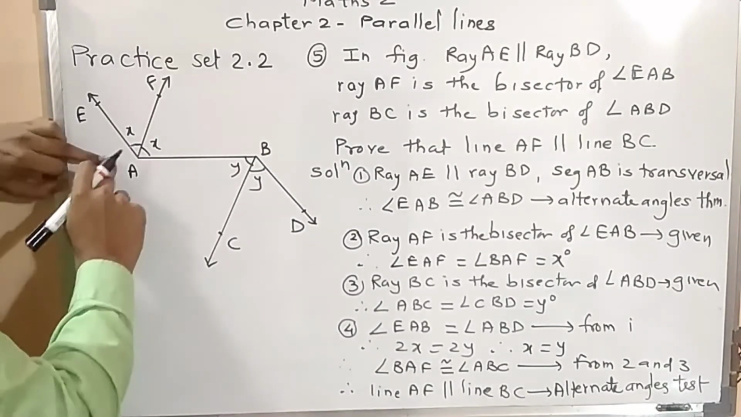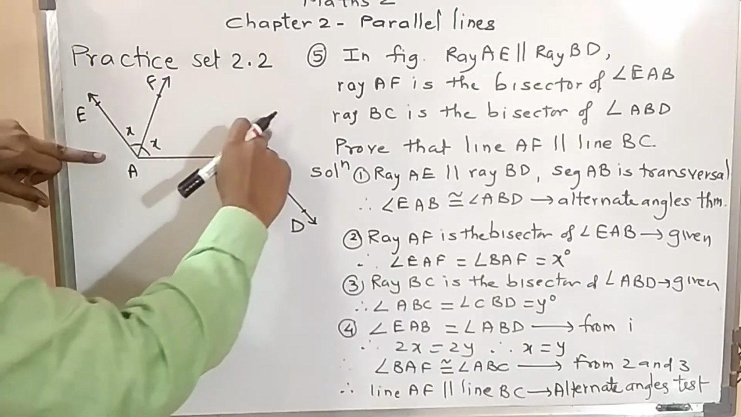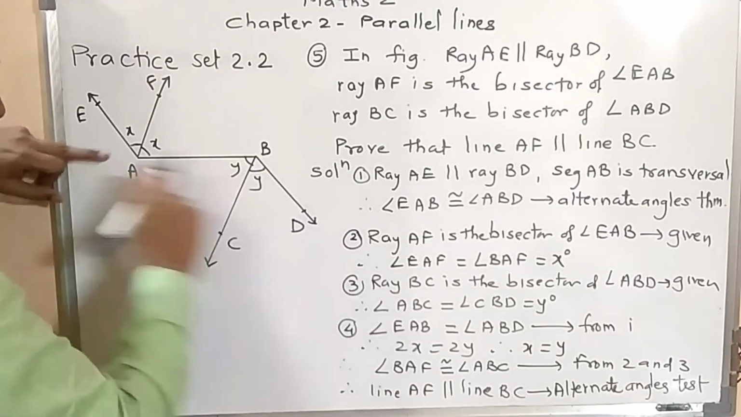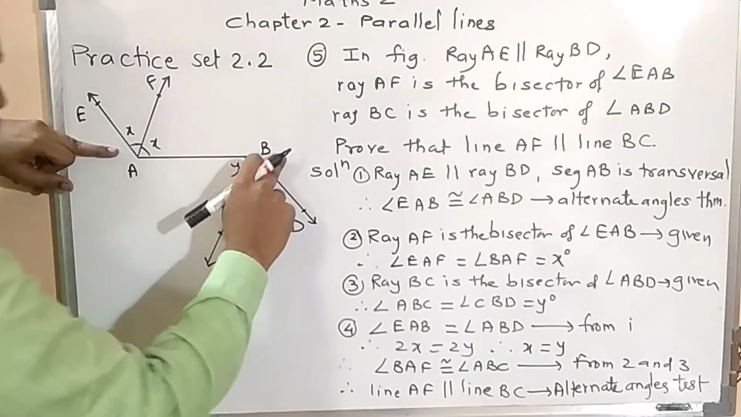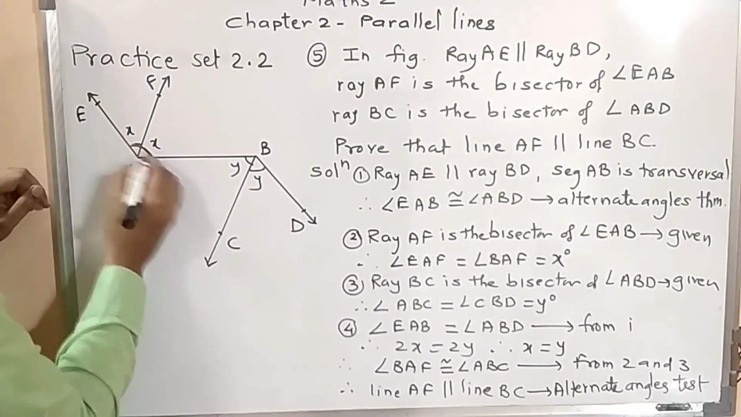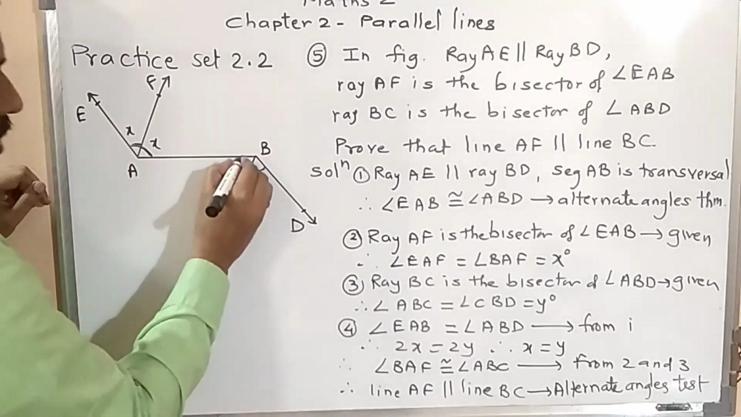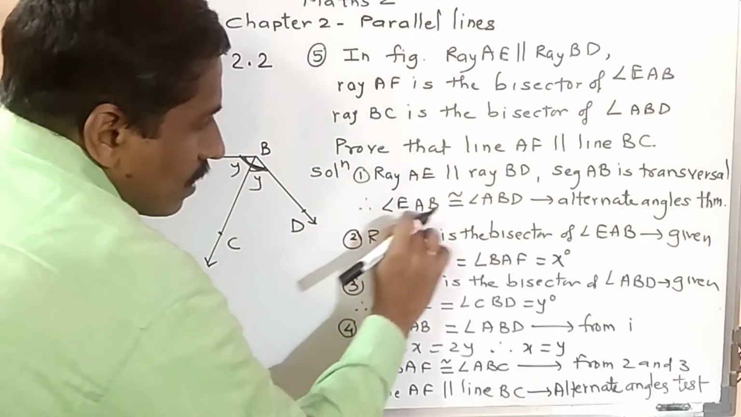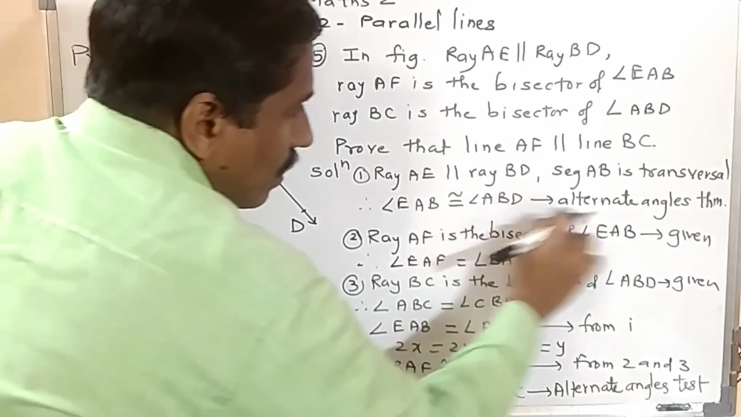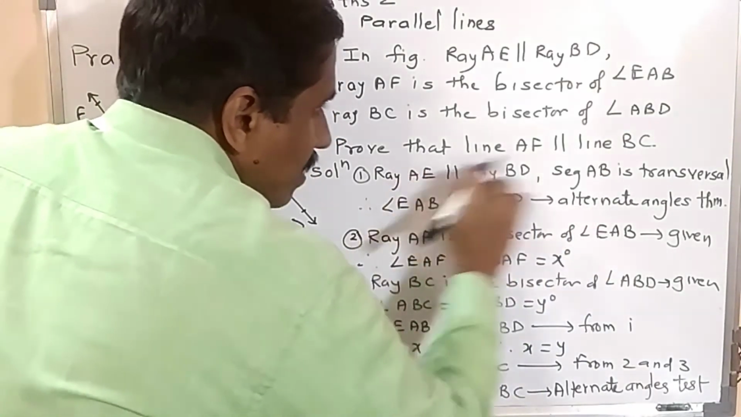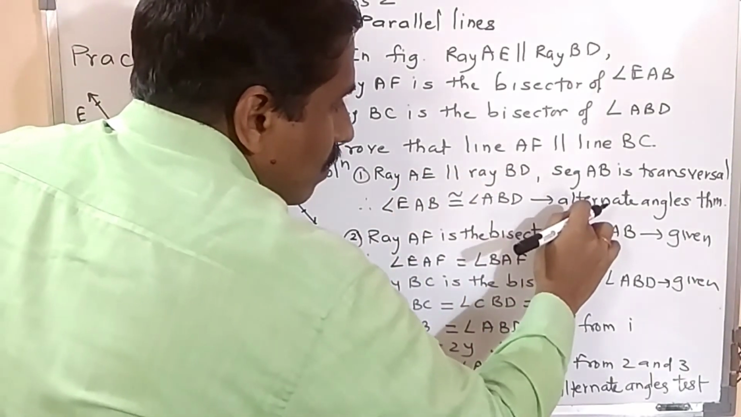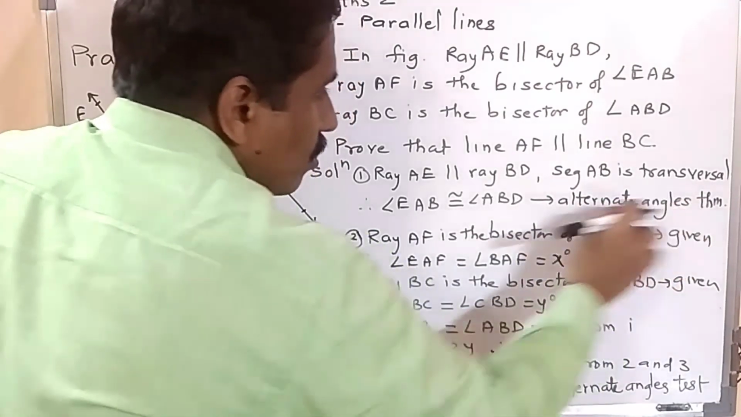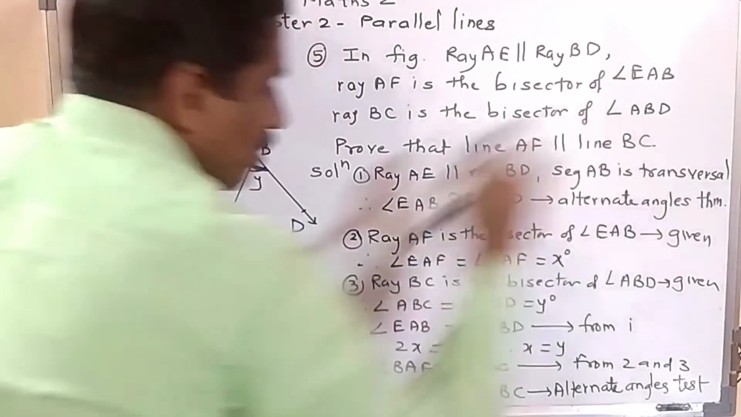Here, line AE is parallel to line BD. Segment AB is the transversal, therefore angle EAB is congruent to angle ABD. Reason: since the lines are parallel, alternate angles are congruent. This is called the alternate angles theorem.